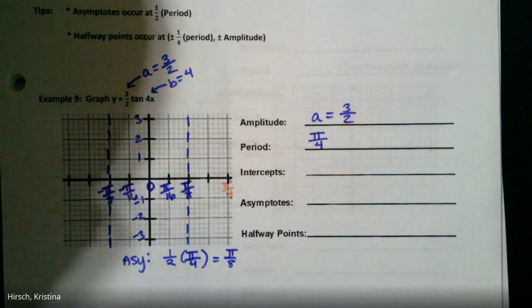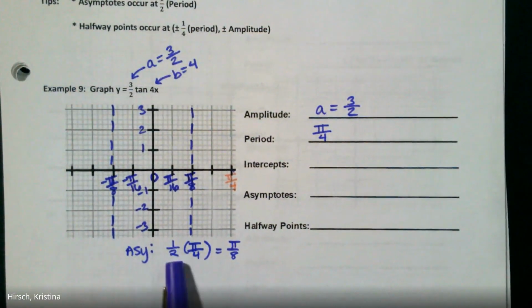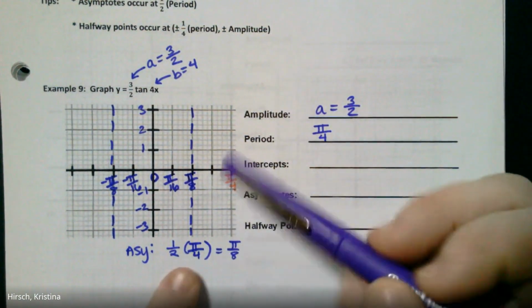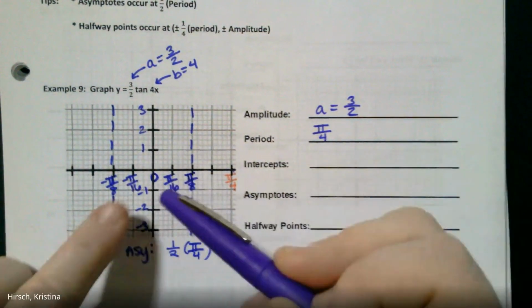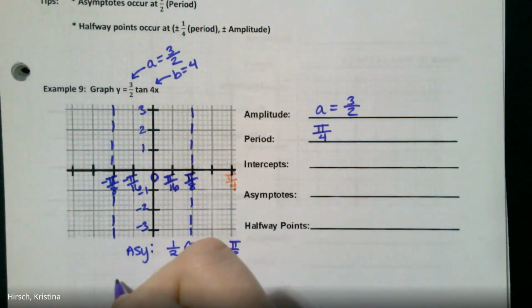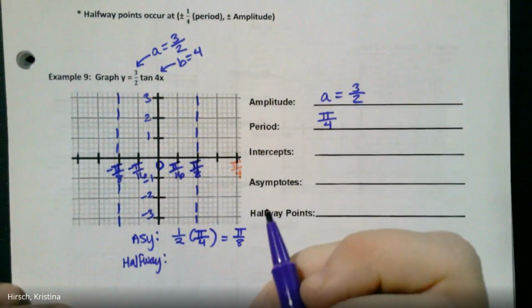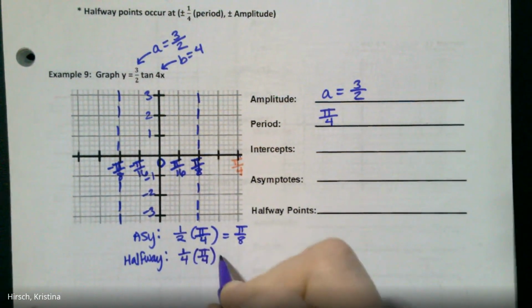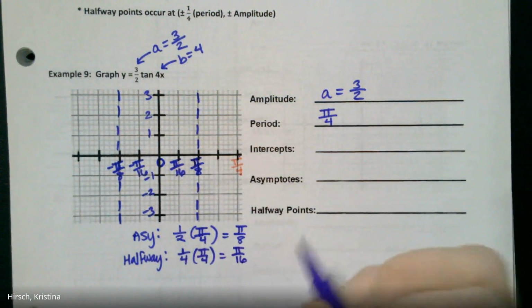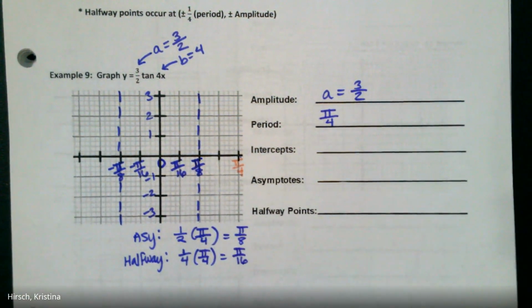Okay, but I want to talk a little bit more about these formulas. So our asymptote was 1/2 of the period. So 1/2 of pi over 4 was pi over 8. Positive pi over 8, negative pi over 8. If I want the halfway marks or halfway points, then it's just 1/4 of your period. So 1/4 times pi over 4, which is pi over 16. Now remember, you've got the plus and the minus for both of these. All right, so that's where these numbers come from mathematically, or if you just use it by counting.